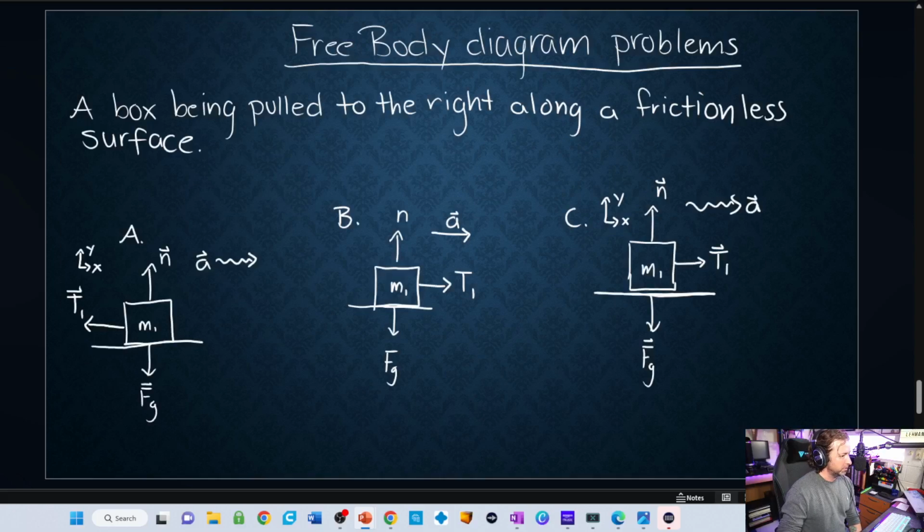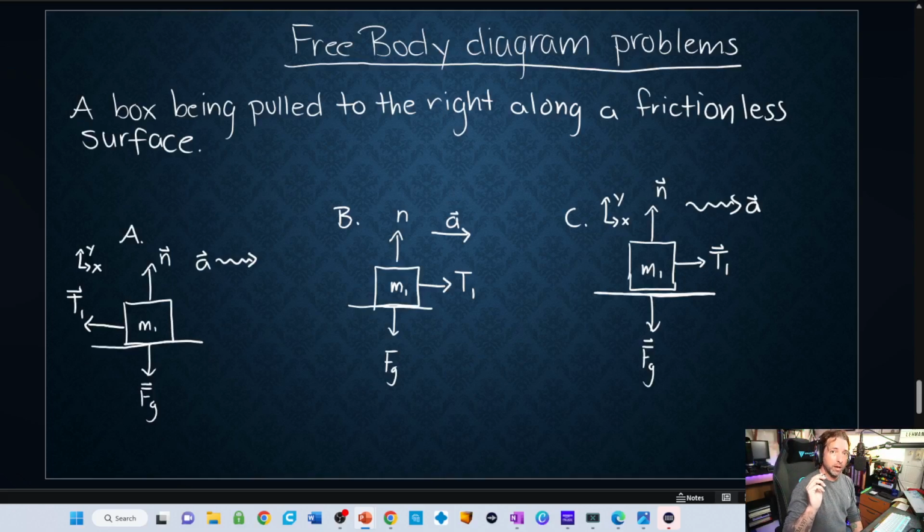So a box being pulled to the right along a frictionless surface. Choose the free body diagram. Okay, so it's being pulled to the right, so there's got to be a tension force to the right. Frictionless, so there's nothing to the left. There's no force balancing the force of this pull, meaning there's no frictional forces. It says frictionless, so there's nothing opposing that, so there's going to be a net force to the right.